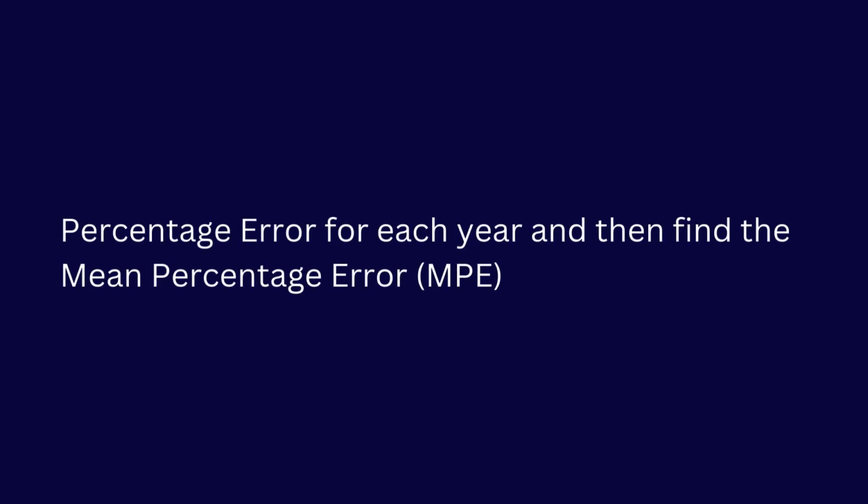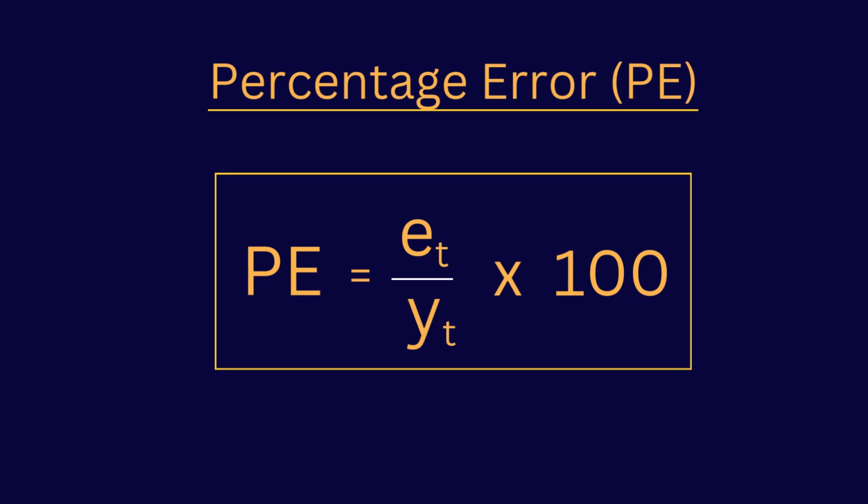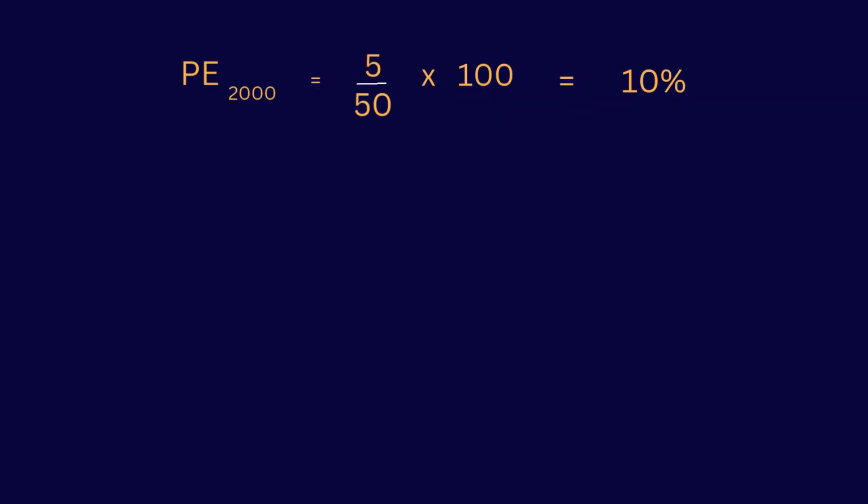Next, we will calculate the percentage error for each year and then find the mean percentage error, MPE. This tells us the average percentage that the forecast deviates from the actual value. So this is the formula for percentage error. Percentage error for 2000 equals 5 divided by 50 multiplied by 100, equals 10 percent. Percentage error for 2001 equals 5 divided by 45 multiplied by 100, equals 11.11 percent.